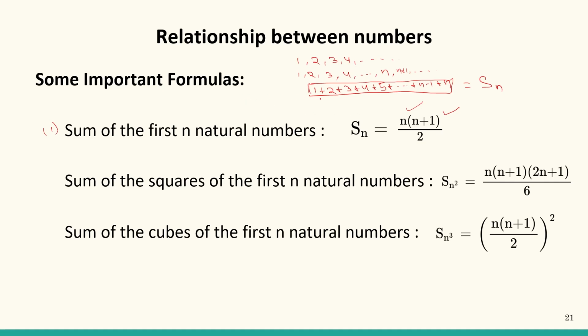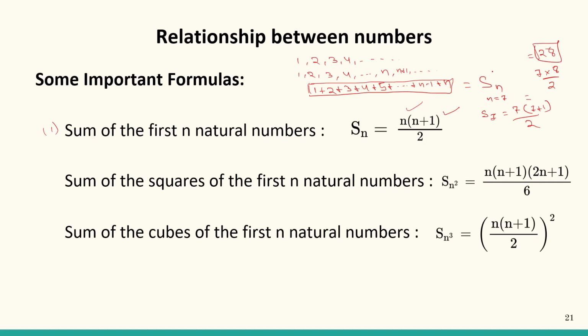So let's say I want to know the sum of the first 7 natural numbers. Let's say n is equal to 7. How will I calculate it? S7 is equal to 7 into 7 plus 1 by 2. That is equal to 7 into 8 by 2, which is 7 into 4, equal to 28.